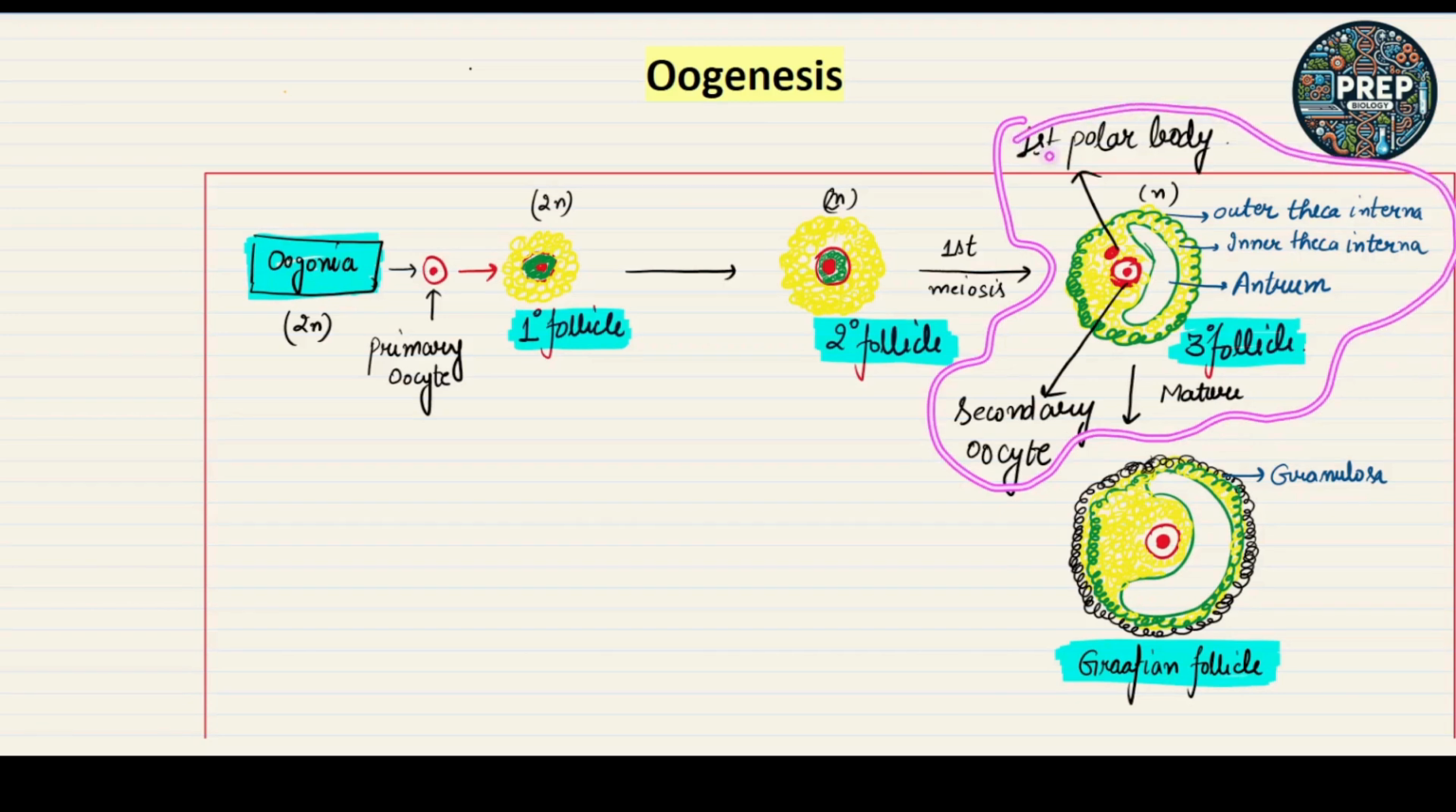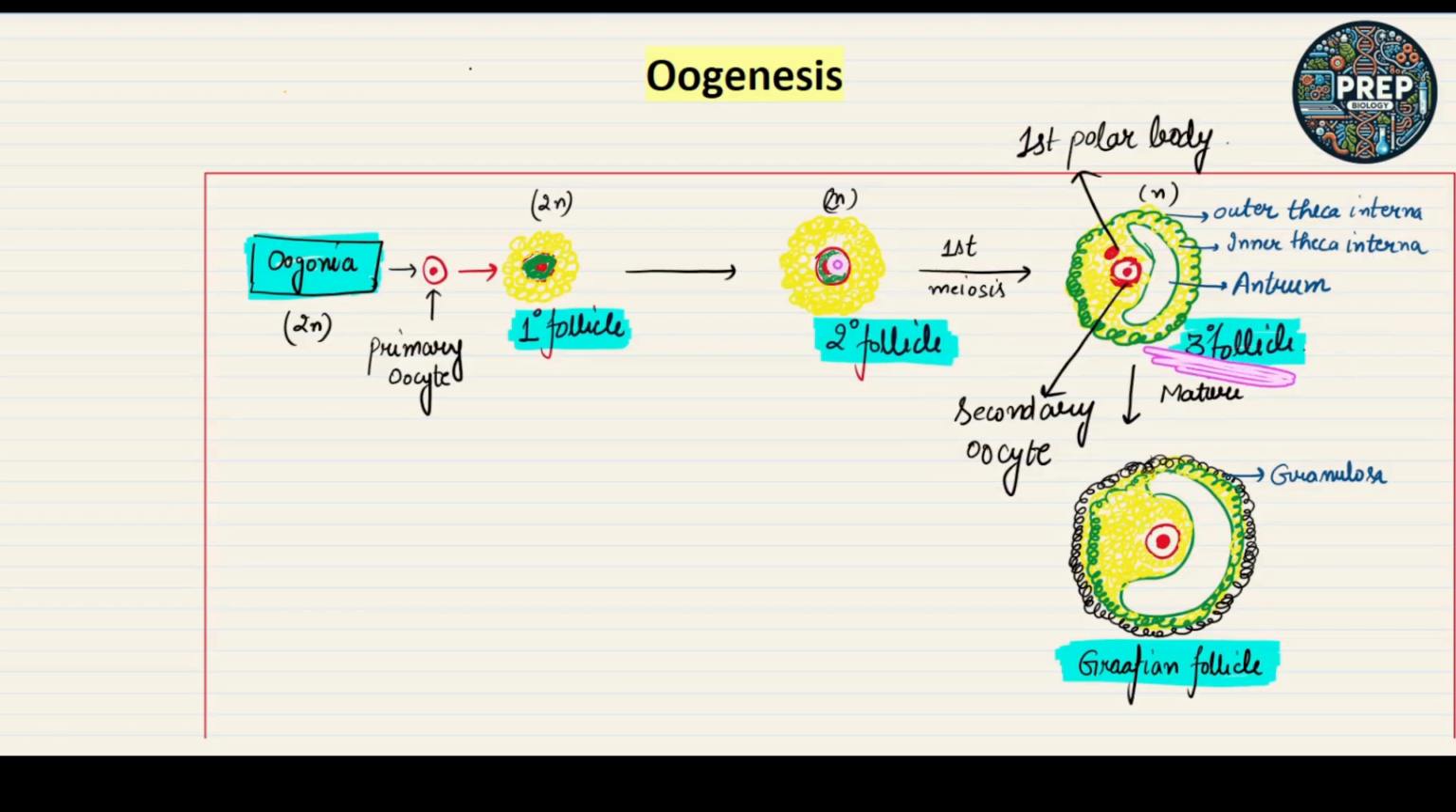Why is it important? Because in this stage, the primary oocyte will undergo the first meiosis and form the secondary oocyte and the first polar body. Now, when the tertiary follicle matures, it will enlarge its size, and another layer of granulosa is formed around it. That matured follicle is called the Graafian follicle. This is very, very important.